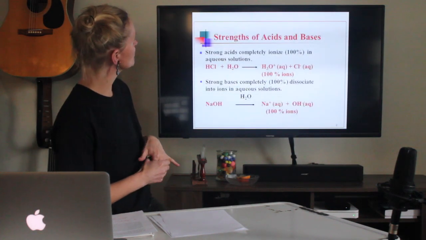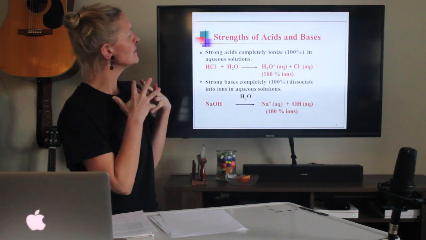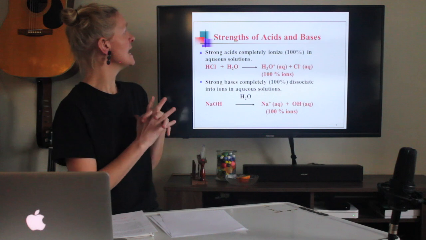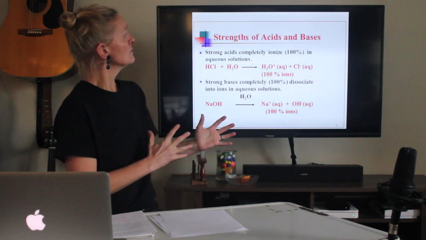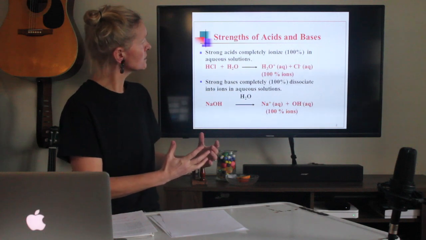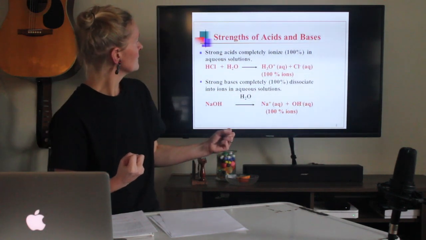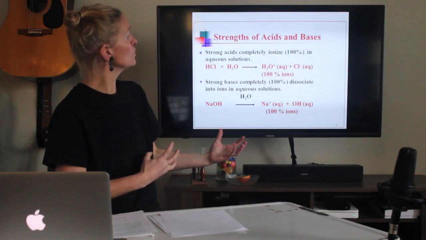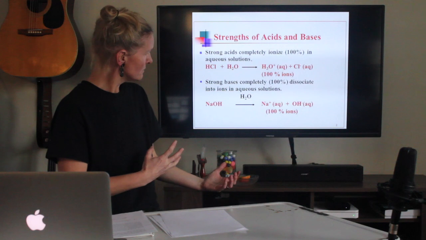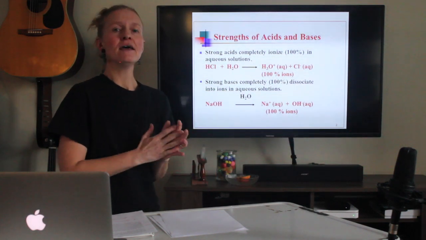So here we go. We have strengths of acids and bases. Strong acids completely ionize, will 100% ionize in aqueous solution. So something like hydrogen chloride, when it's put in water, it will completely come apart in the water. A strong base will also completely dissociate in water into its ions or electrolytes.